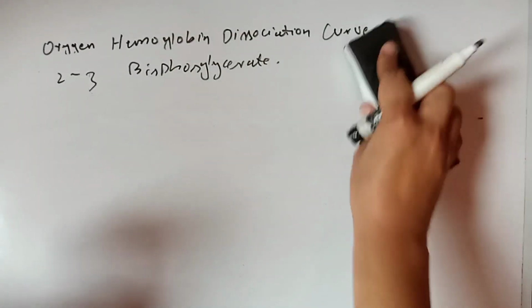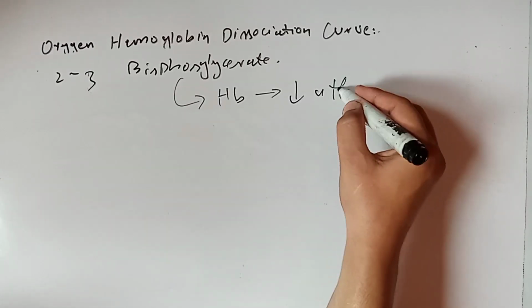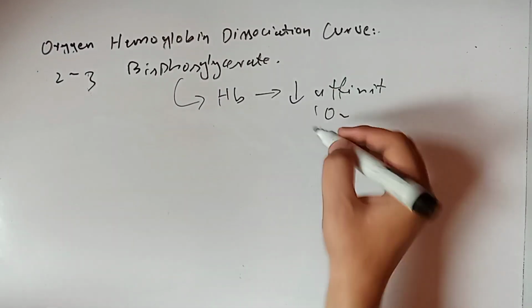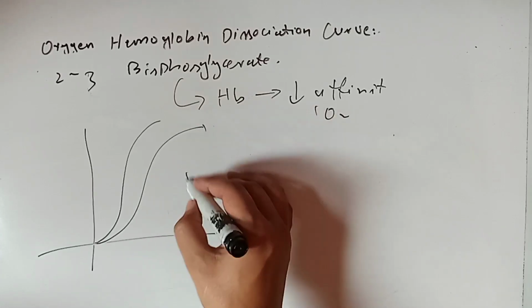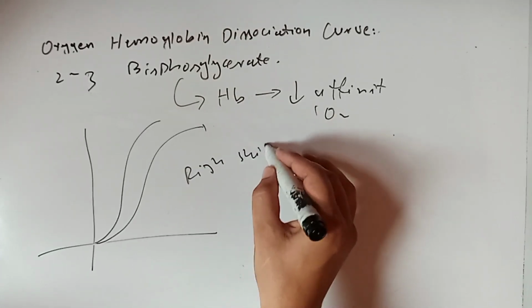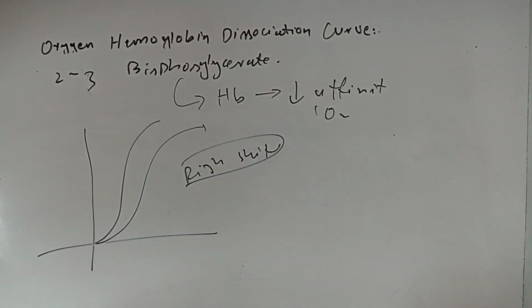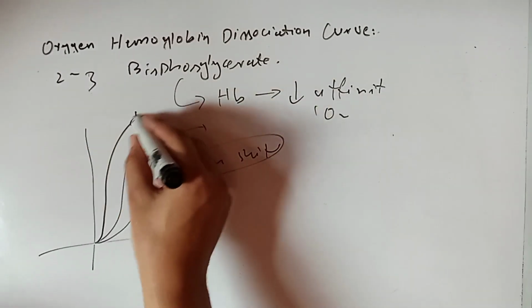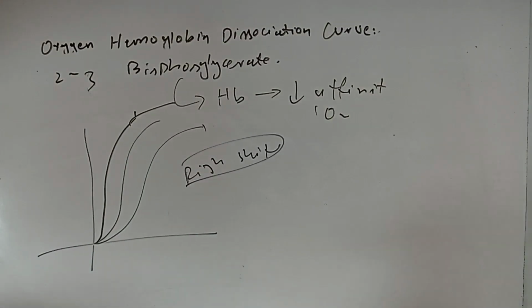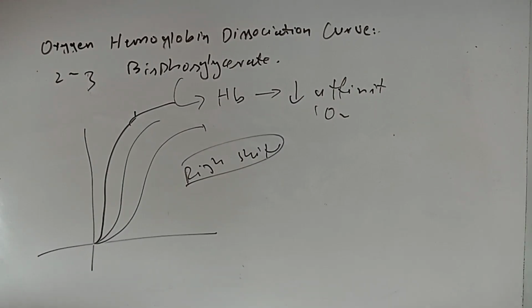What does it do? It binds to the hemoglobin and decreases the affinity of hemoglobin for oxygen. So what does it do? It shifts the curve towards the right side. It causes a right shift of the curve. And normally it is present in RBC in some amount and facilitates the transport of oxygen. However, if it is not present, there will be a left shift of the curve. So absence of 2,3-bisphosphoglycerate increases affinity and reduces the ability of hemoglobin to transport oxygen.